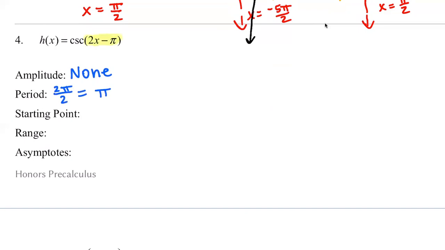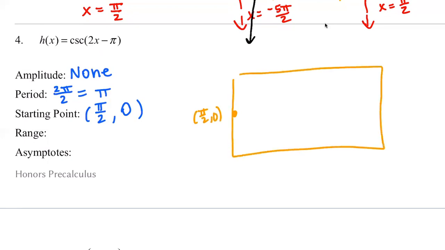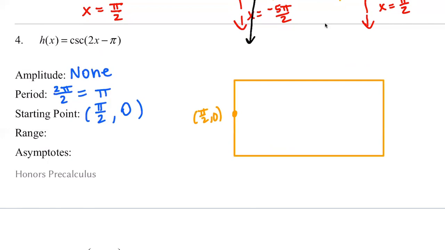Our starting point, we're going to take c divided by b, comma d. Our c divided by b looks like is going to be pi divided by 2. And then we don't have anything added to the end, so we don't have a vertical shift. Okay, so when I draw my frame, we're going to use A to go up and down to draw the vertical spacing of our frame. So we're going to go up 1 and down 1.